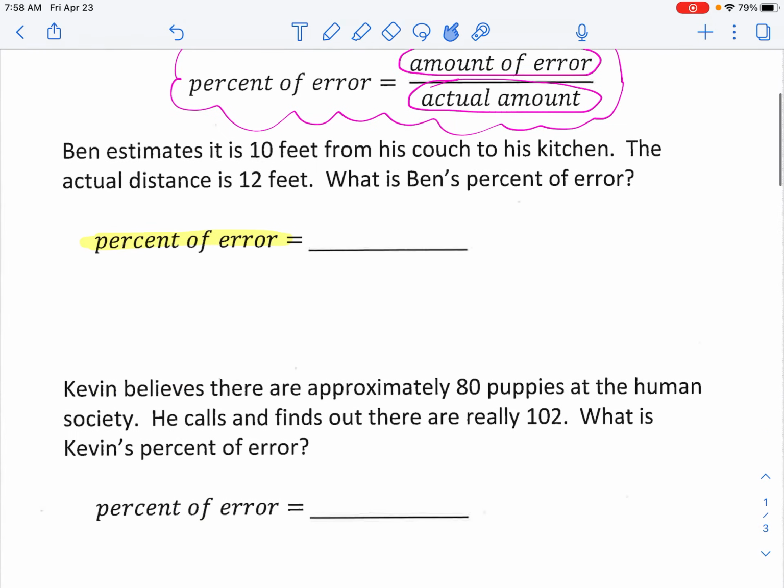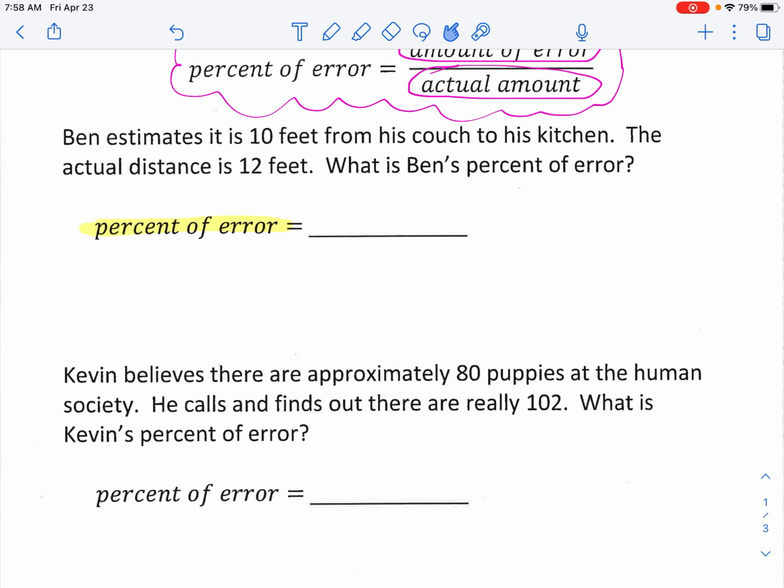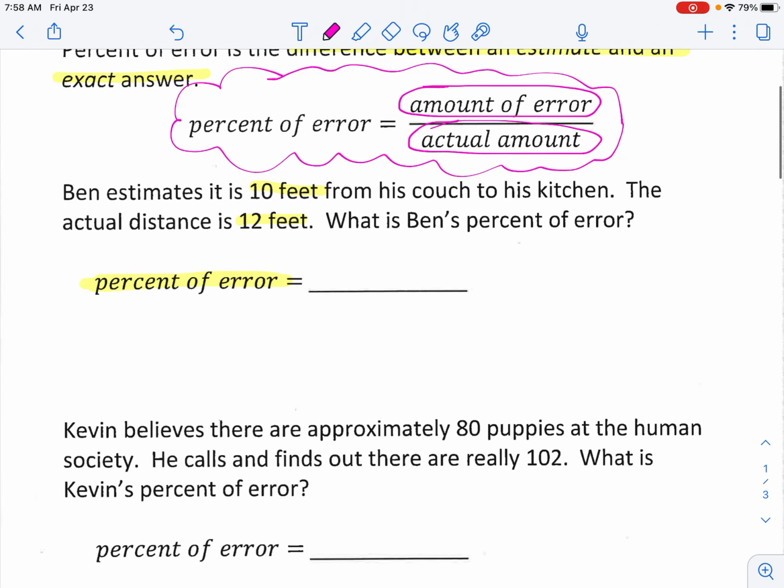So for example, Ben estimates it is 10 feet from his couch to his kitchen. The actual distance is 12 feet. So the percent of error is calculated by taking the amount of error. Well, the difference between 12 and 10 is 2. So the error was 2 feet. The actual distance was 12 feet.